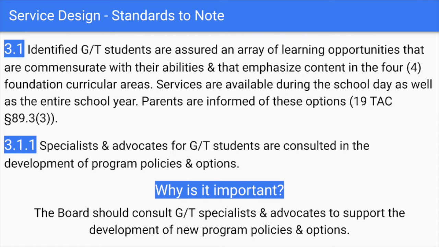3.1 tells us what our learning opportunities for GT students need to include, when to provide the opportunities, and whom to inform, and then 3.1.1 highlights the importance of consulting GT specialists and advocates for developing program policies and options. So if you ever have any questions about GT, or if any of your board meetings touch on GT issues, please reach out and contact me and I'll help clarify some things or answer any of your questions. That's what we're here for.